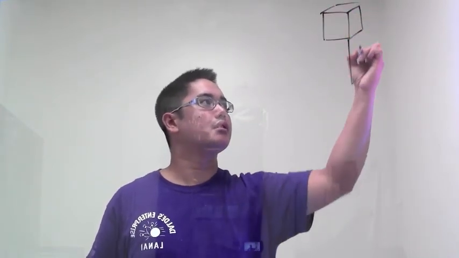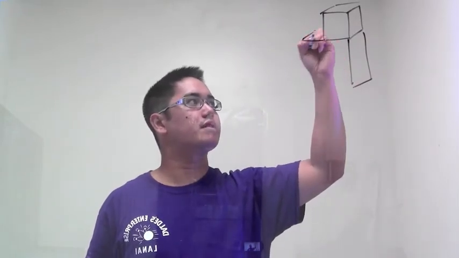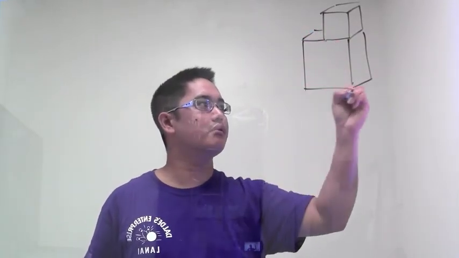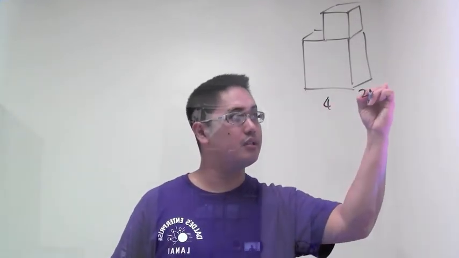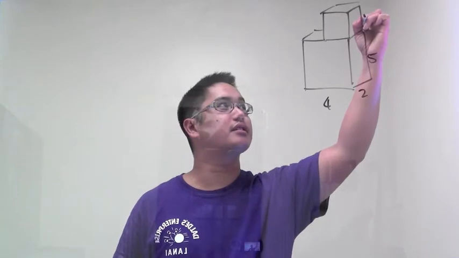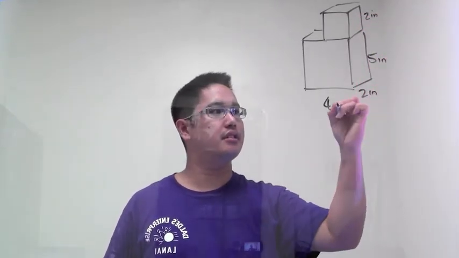Alright, let's get this party started. Check this out. We've got ourselves a container. I'm going to make this one a little bit 3D. There we go. It kind of... Gosh, what does that look like? Can't really tell. Anyway, let's see. This thing is 4 inches by 2 inches by 5 inches, and this thing is 2 inches high. These are all inches.